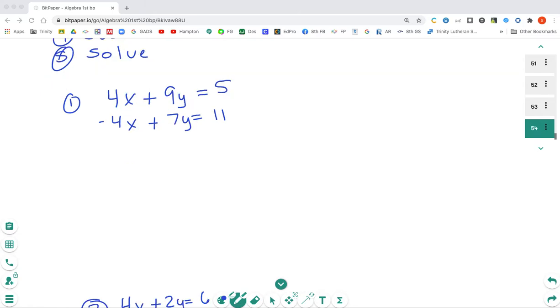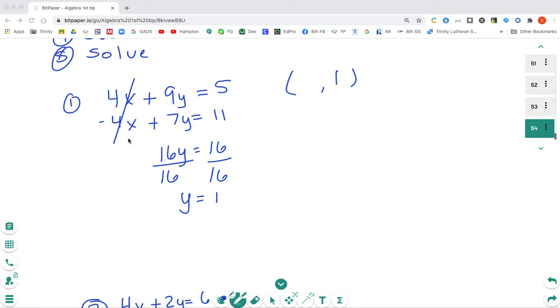So the first thing that we're going to be looking for is a zero pair. You're going to notice that we see the zero pair, positive 4x and negative 4x are a zero pair. So we're going to go ahead and zero pair them out. This is going to leave us with 16y is equal to 16. Divide by 16, divide by 16, y is equal to 1. We'll put our 1 in our ordered pair, and now we're going to solve for x.